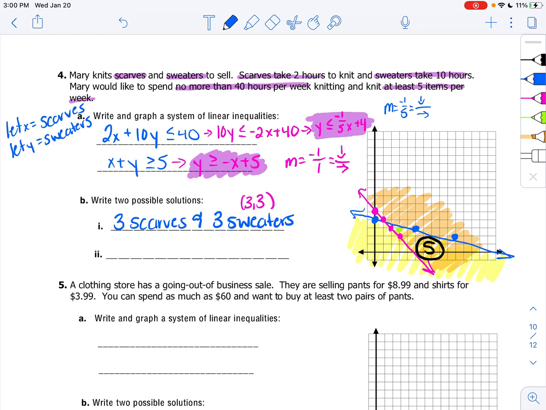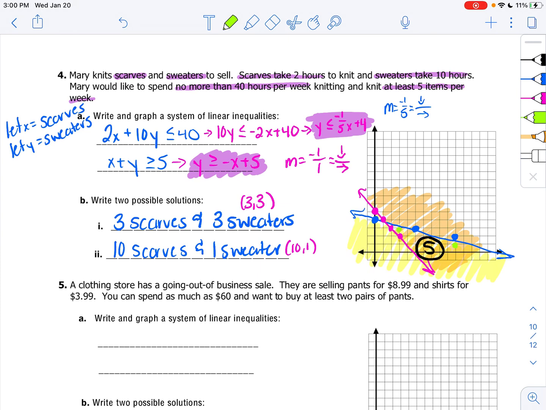I could also have 10 scarves and 1 sweater. And that would be the ordered pair 10, 1, which would be, if I count over 10, and then up 1, it'd be right there. So still within that shaded region where they meet.